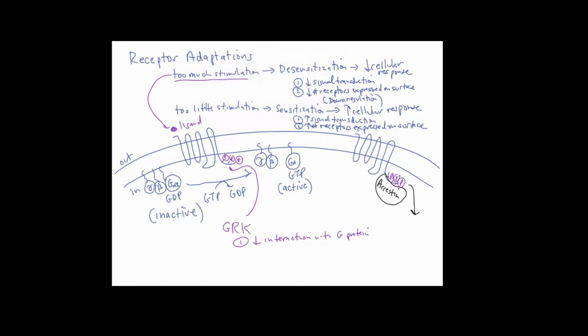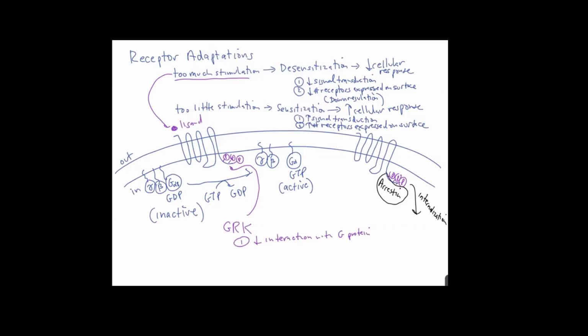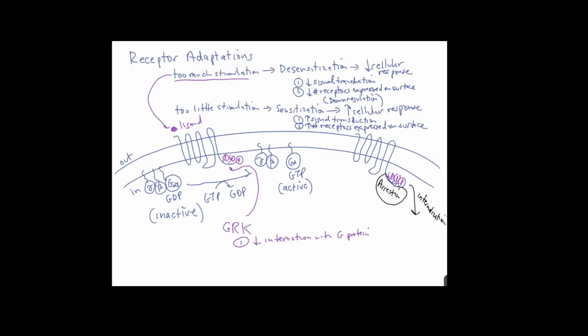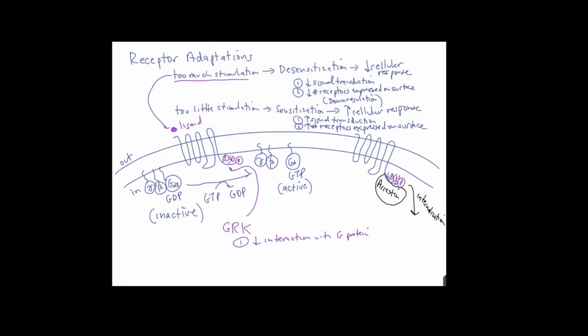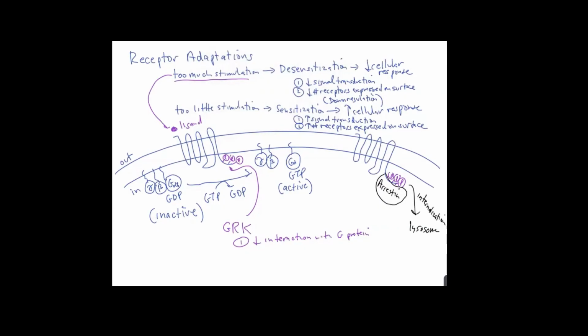internalized. And there are mechanisms that are involved in this process. And what happens is that this receptor, when it's taken in, can go into the endosome and eventually the lysosome, and you end up having receptor degradation. And so this would be an example of down regulation.